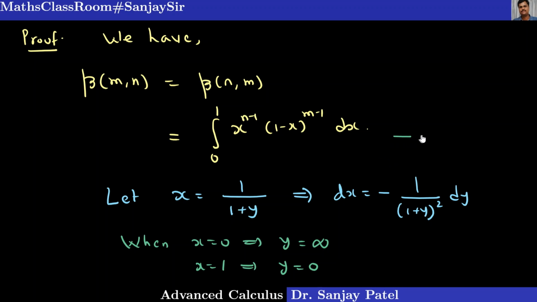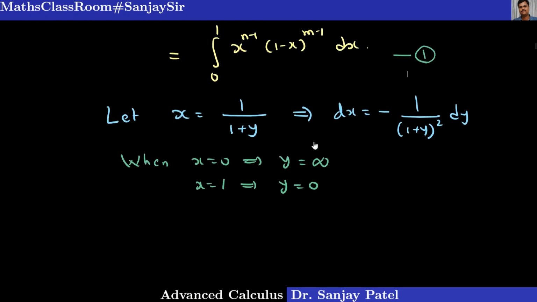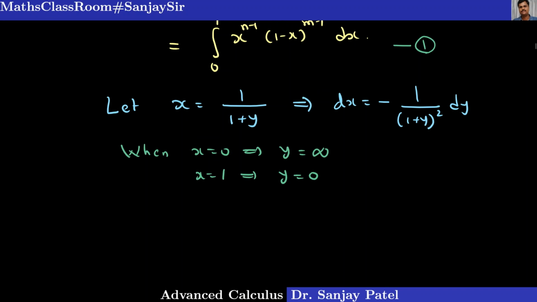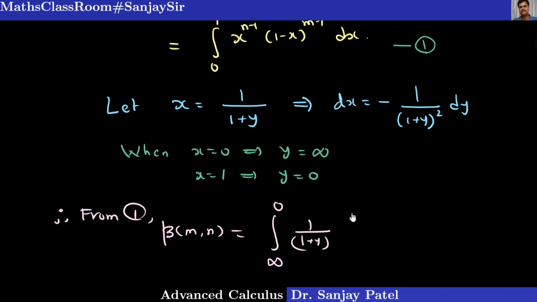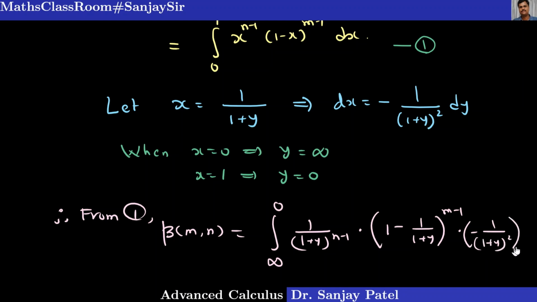So putting all these values in result number 1, from 1 we get beta of m comma n is equal to integral from infinity to 0 of 1 upon 1 plus y raised to n minus 1 into 1 minus x, where 1 minus x is 1 minus 1 upon 1 plus y, raised to m minus 1, and dx is nothing but minus 1 upon 1 plus y whole square into dy. Okay, just putting this value. Let us simplify this.